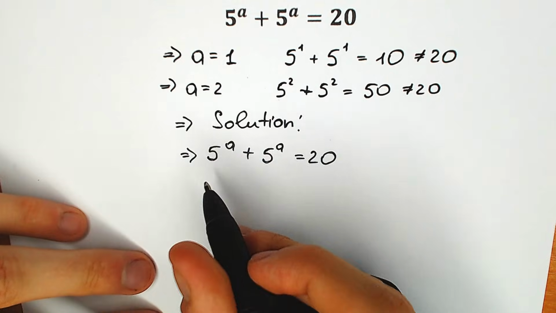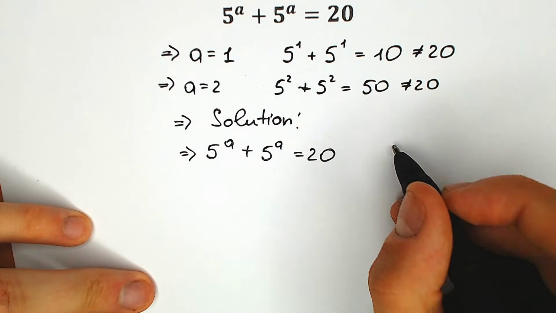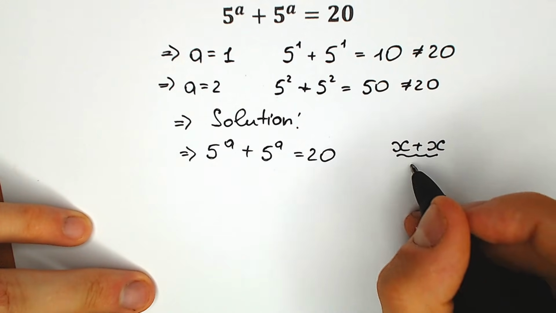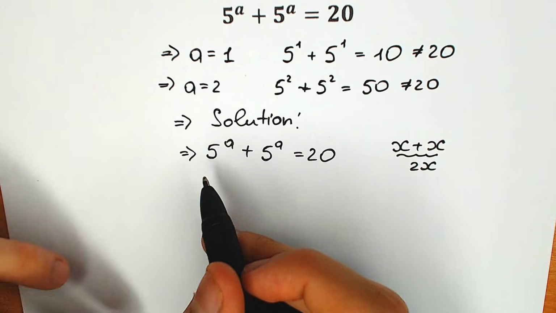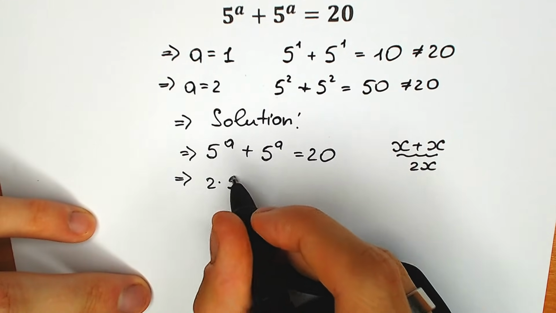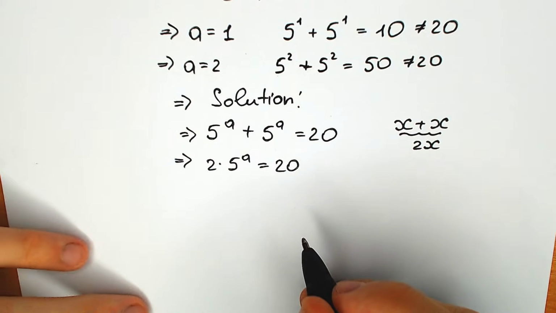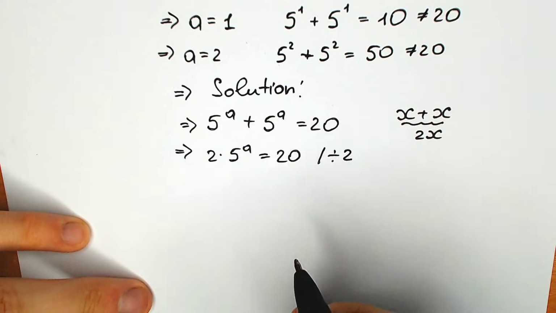Right now, 5 to the power a plus 5 to the power a, we can easily add. This is the same thing as, for example, x plus x. When we add x plus x, as a result we have 2x. And right here we have the same thing, but in exponential form. It doesn't matter, we can add it. So as a result, we have 2 times 5 to the power a equal to 20. Now we can divide both sides by 2.